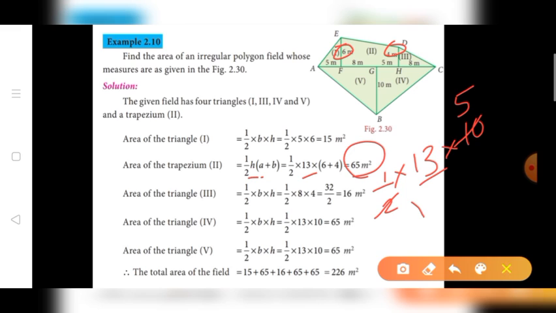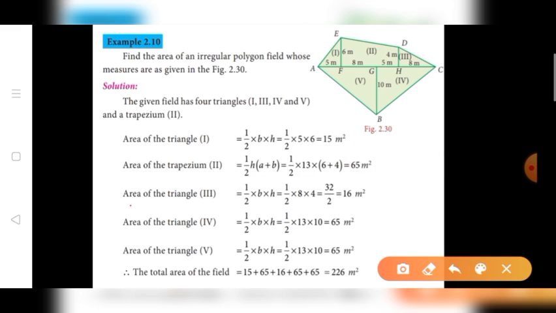The next, third one, area of the triangle. Half into base into height. Then half into base value 8, height value 4. Then cancel the 2 table. 1 2s are 2. 2 2s are 4. 8 2s are 16. Then 16 meters square.